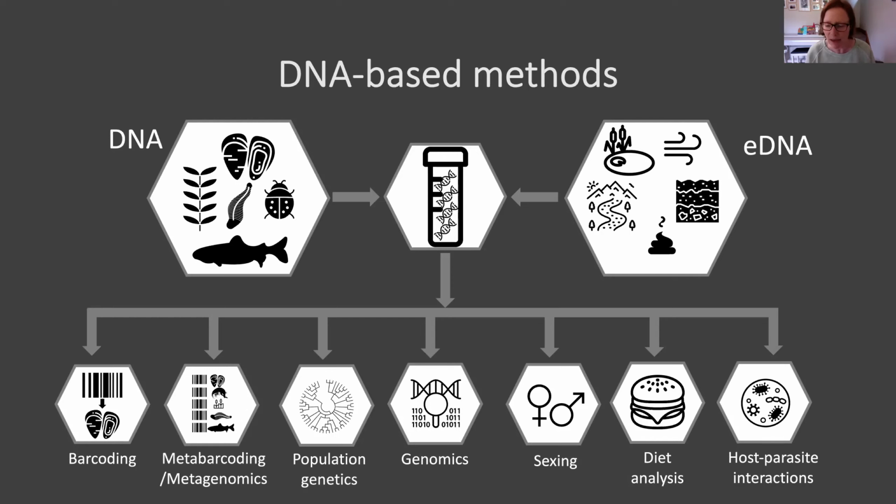And from that information, that DNA, we can work out what the species is, but we can go way beyond that. So we can describe whole communities, we can look at population genetics and sequence genomes, we can sex individuals, we can tell what they've been eating if we've got a scat sample, for example, and we can also look at things like host-parasite interactions.